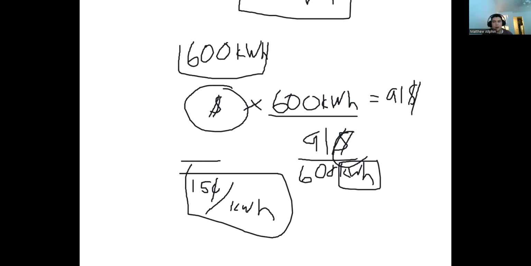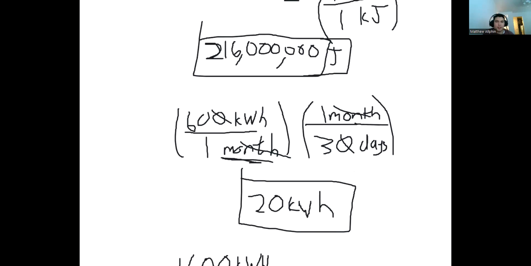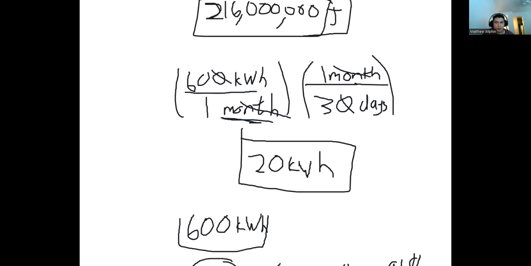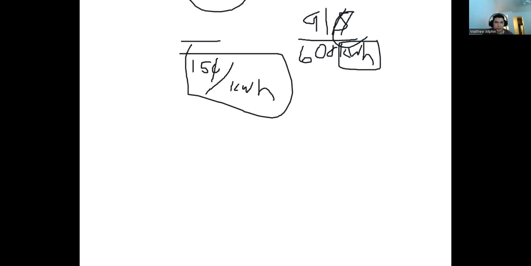Another common one, which we kind of did in the exercises, is they might ask, what was my average power consumption? Basically, the rate at which I consume power, in watts. If I wanted to convert it to watts, I'd have to look at both. So it's 600 kilowatt hours over 1 month, and I'm actually going to write it like this.